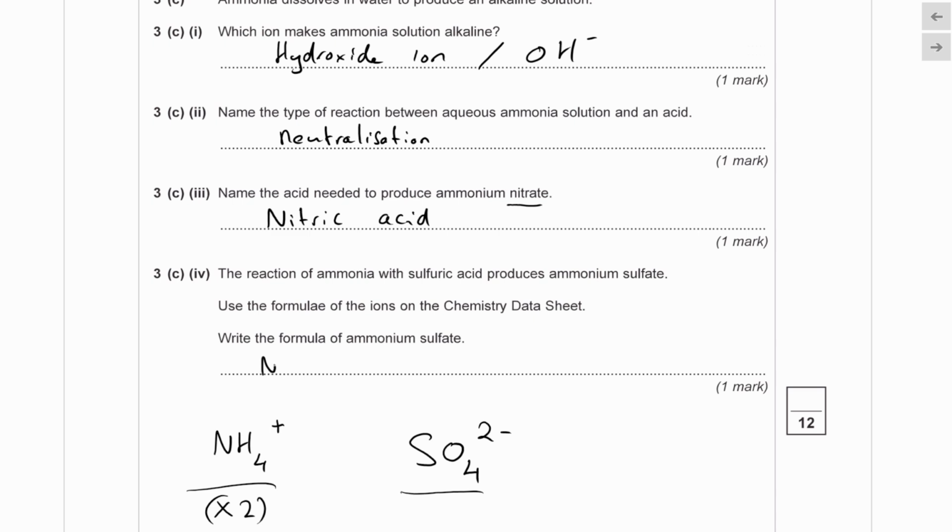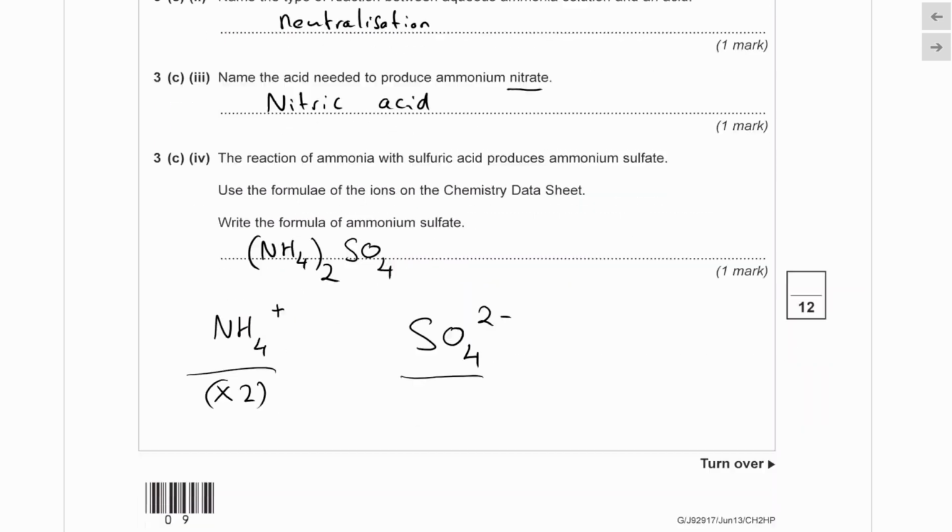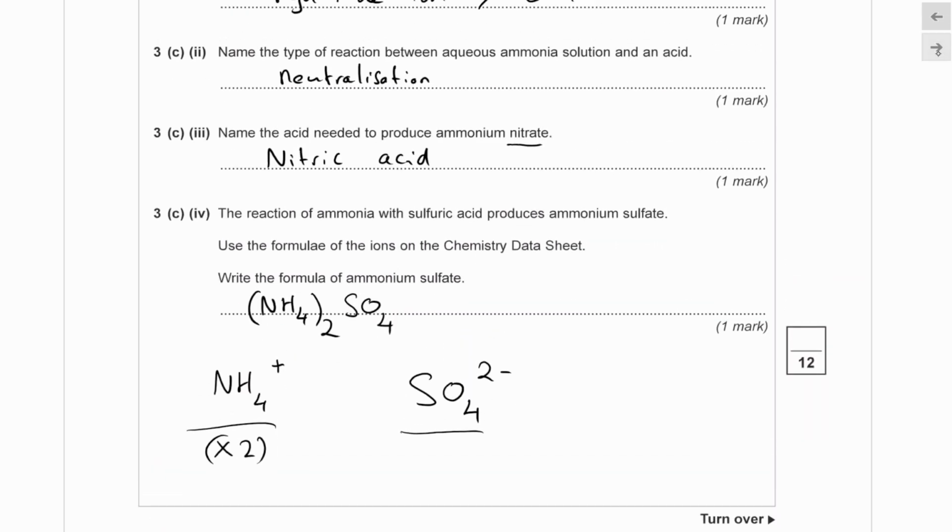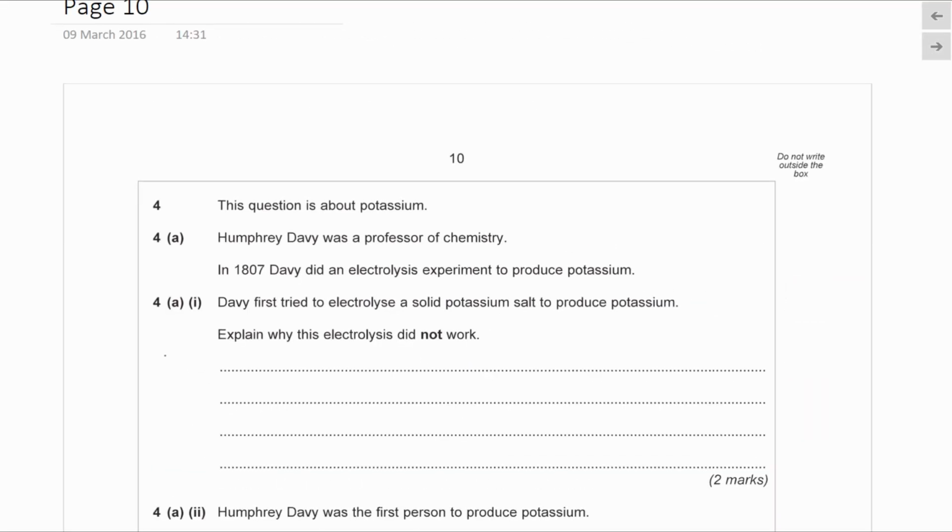And the way we write that is the ammonium, NH4, and then we want 2 of them, so we group the whole thing and we write a 2, and we only have 1 sulfate, so we don't need brackets for the sulfate, and we just write SO4 after, and that is the salt ammonium sulfate. Okay, and that is the end of question 3. All right, so question 4, it says that this question is about potassium.